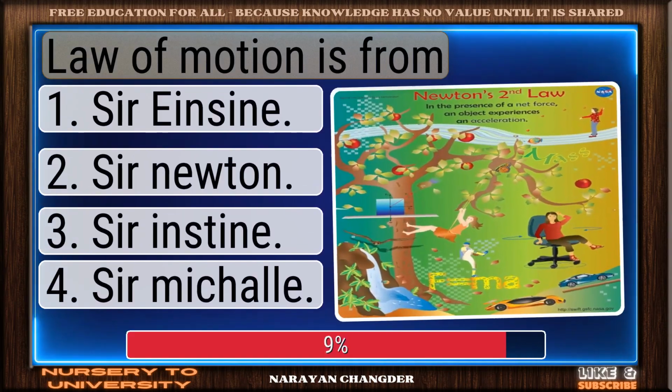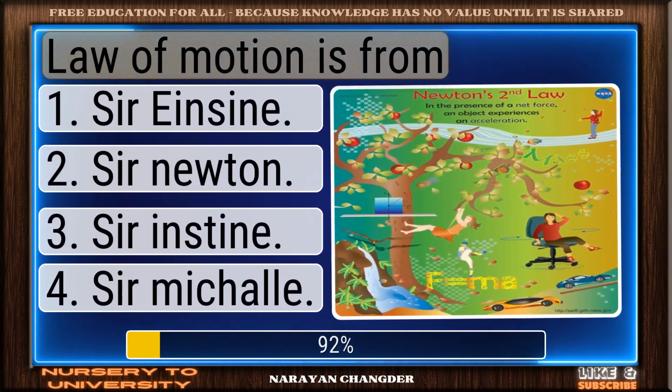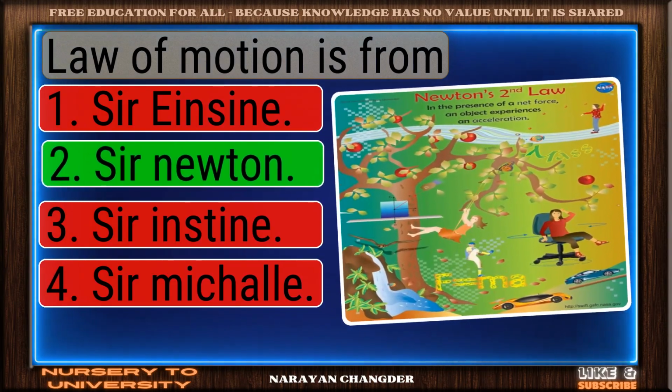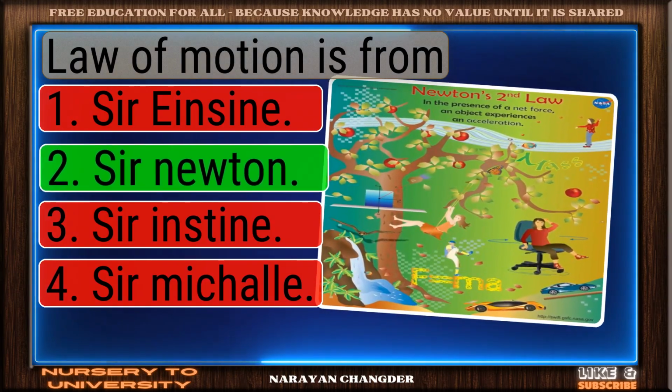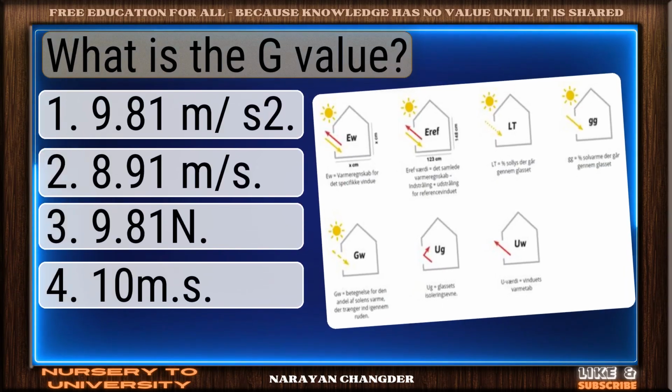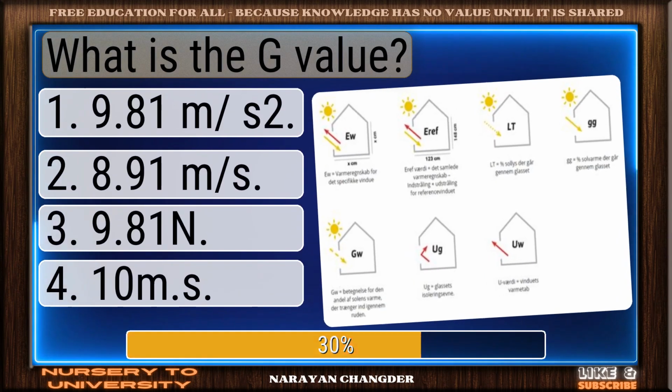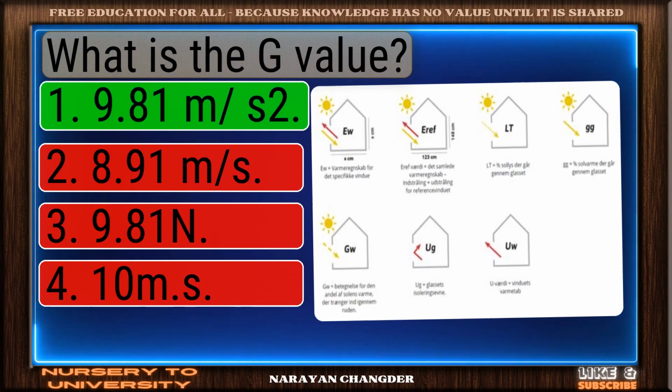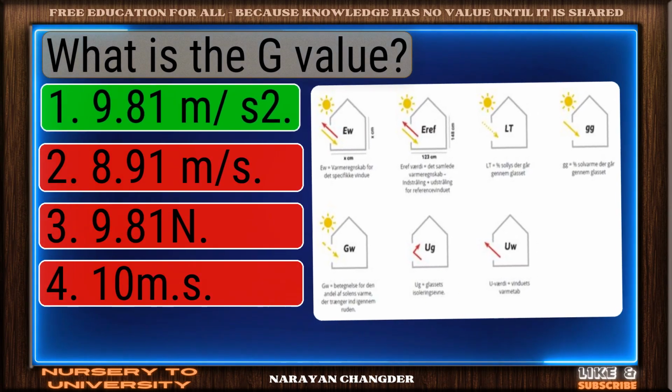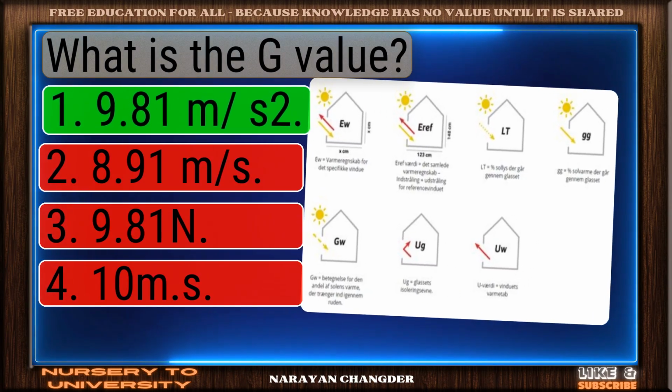Law of motion is from? Good job. Your answer, Sir Newton, works well here. What is the G value? Nice selection. 9.8 m/s^2 is the correct and valid answer.